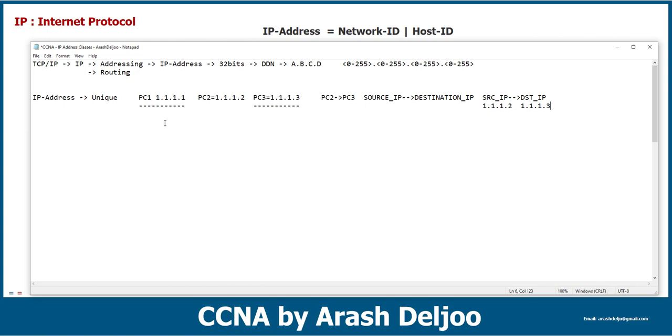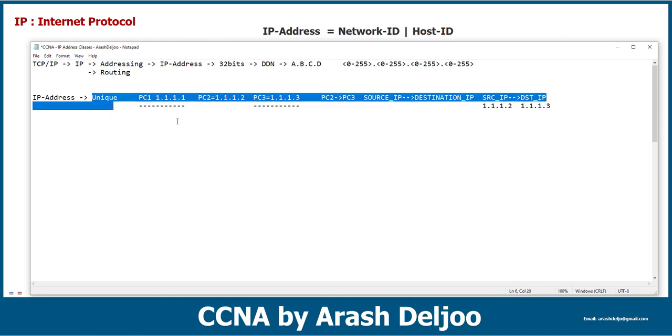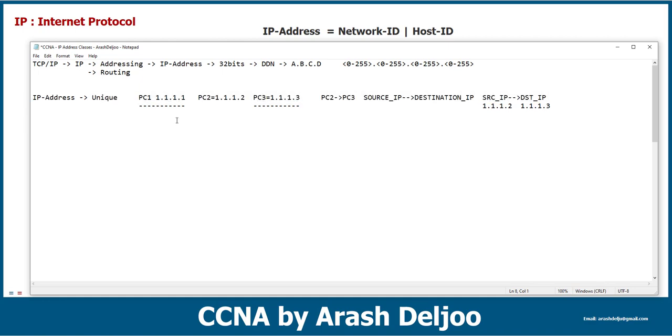But let me ask you one question. Is uniqueness sufficient and the only criterion that we need for an IP address? This means that if one IP address is unique, it's sufficient and we don't need another feature, another criterion for the IP address. Let me talk about this feature, okay?